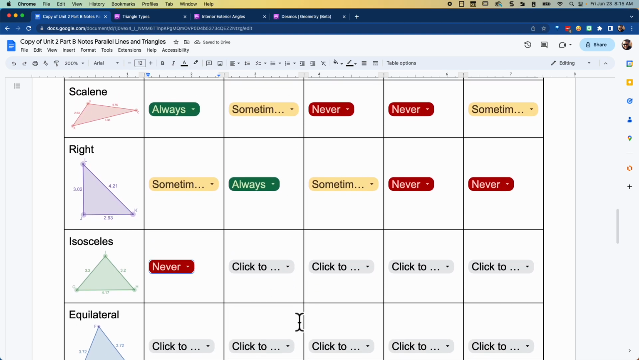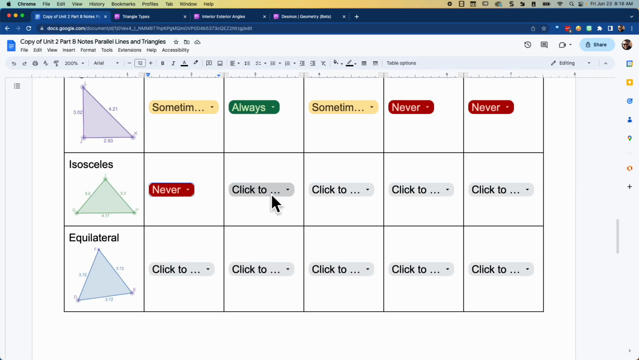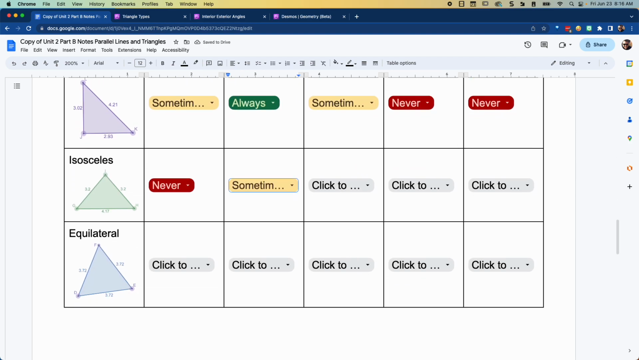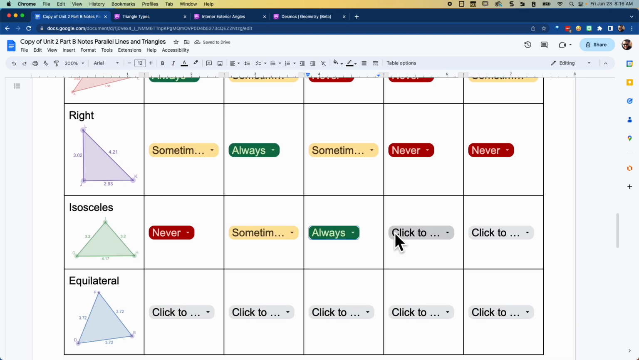Will it have a right angle? It is possible. So let's see if I can get this close to a right angle. It's hard to be precise, but I could lock that in at a 90, 45, 45. And that is possible. So sometimes. Has two equal angles? It sure does. It always does.